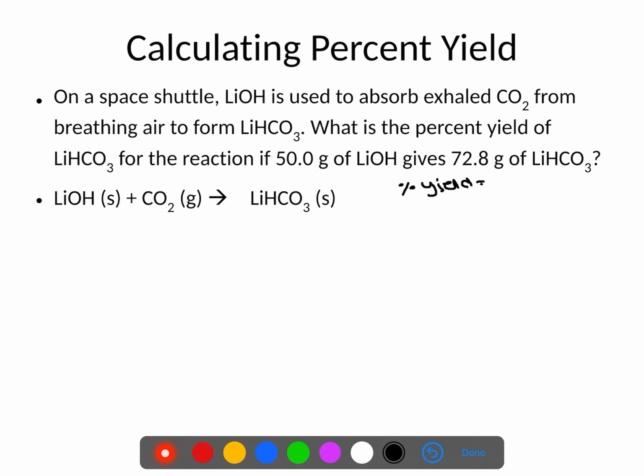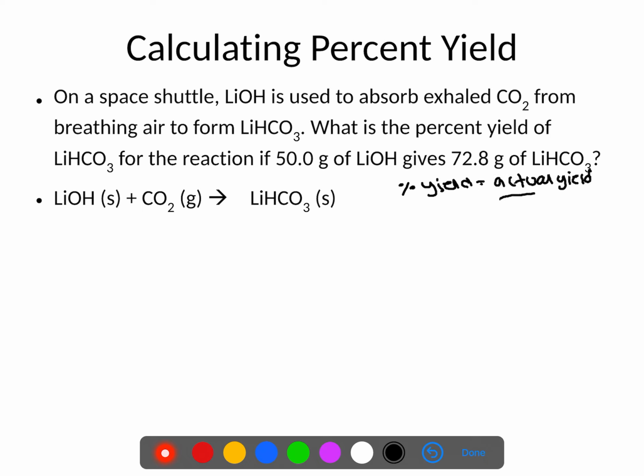Percent yield, before I even get started with the problem, is actual yield over theoretical yield times 100. So you have to make sure you have those amounts. Actual is always what was physically done. Like if you're in a lab, you physically measured that amount, you did that experiment, you cooked, that's what you actually got. It's not what you thought by doing calculations.